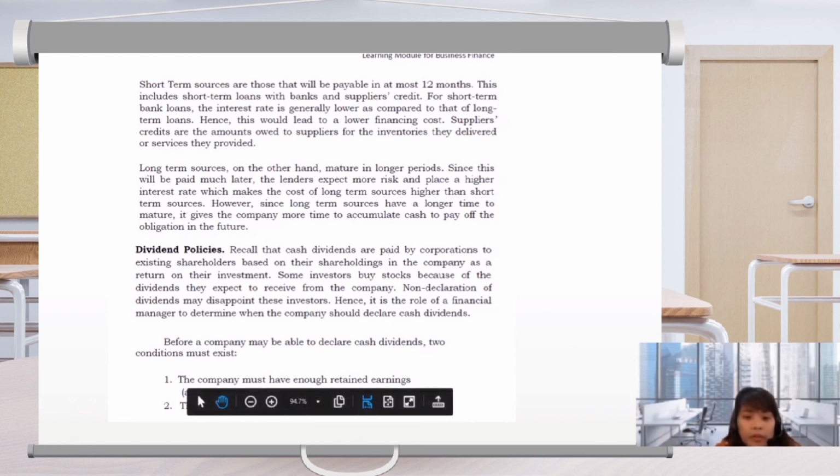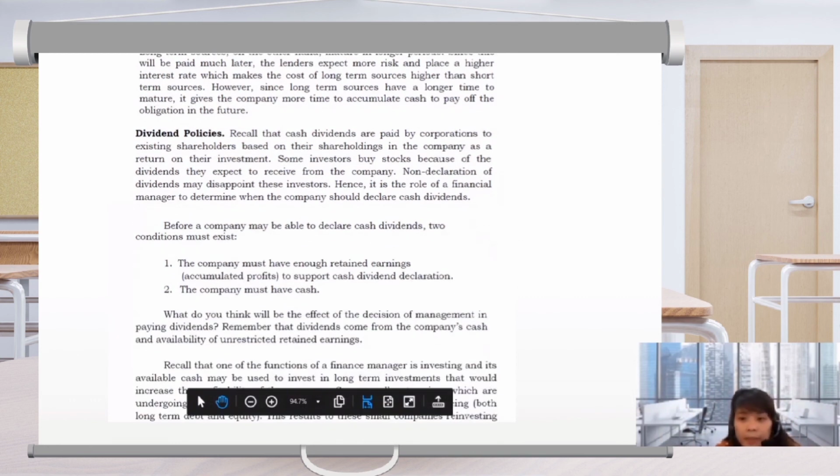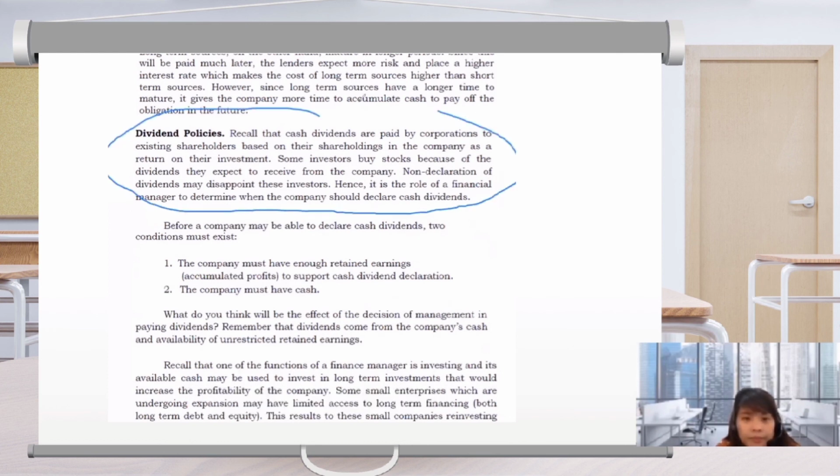Right? So, what about dividend policies? Sige nga, pakibasa nga ito. Pakibasa ako. Dividend policies: recall that cash dividends are paid by corporations to existing shareholders based on their shareholdings in the company as a return on their investment. Some investors buy stocks because of the dividends they expect to receive from the company. Non-declaration of dividends may disappoint these investors. Hence, it is the role of a financial manager to determine when the company should declare cash dividends.